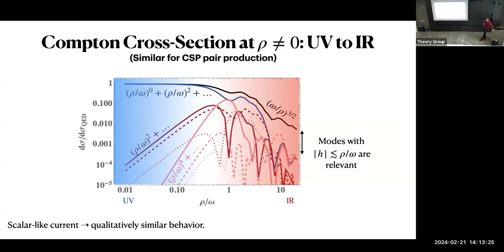Those singularities are actually softer at non-zero rho. They're still present. But the fact that you have infrared singularities has nothing to do with the fact that it was a CSP. So for the 2-2-2 amplitude, the analytic structure is different from the usual field theory.